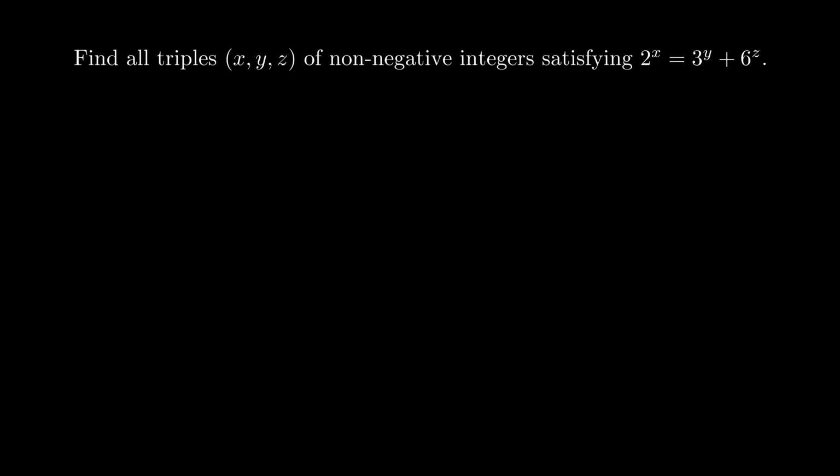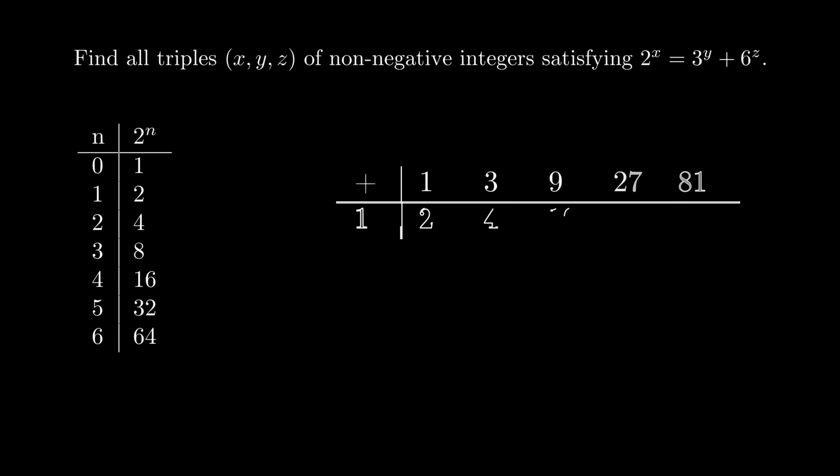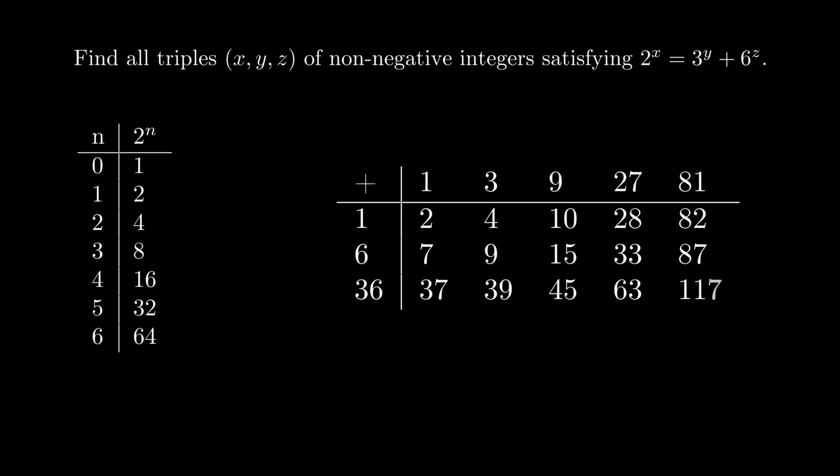To help us get a grasp on this problem, let's try some small cases. We'll list some powers of 2 and draw an addition table for 3^y + 6^z. On first glance, it looks like most values in this table are odd, but the only odd power of 2 is 1.